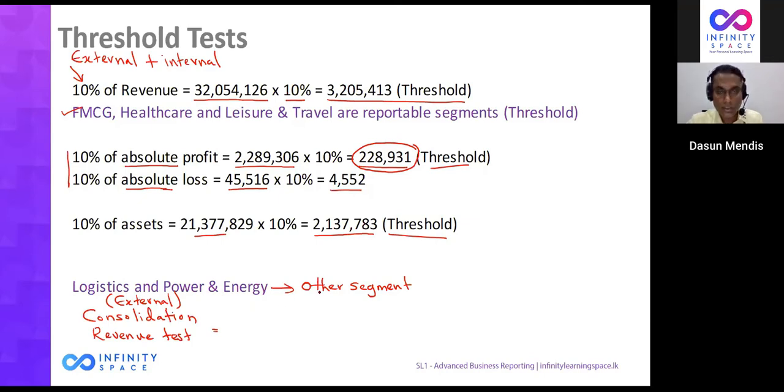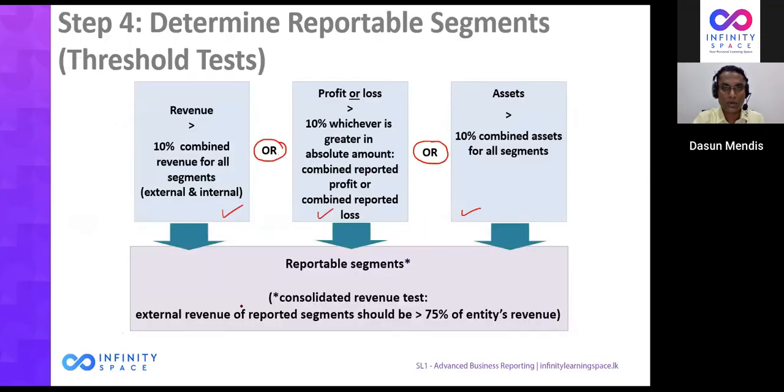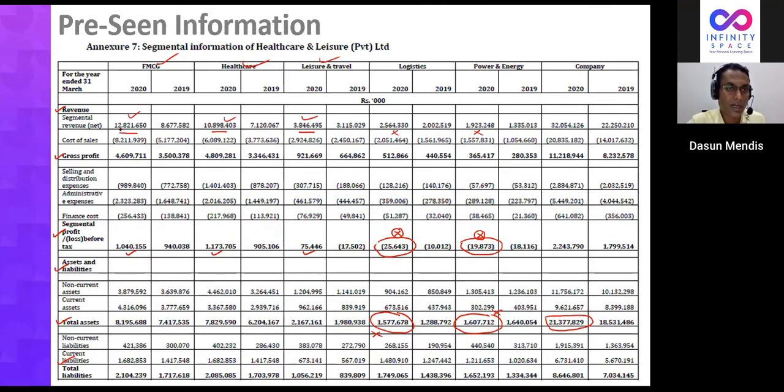Now, in the consolidation revenue test, let's assume you consider, but in this particular question, they haven't done that. What they have done was, the logistics and power and energy are presented separately. But let's assume we can put that under the other segment. Then you need to do the consolidation revenue test, where you look at how much is the external revenue of the reportable three segments, that is FMCG, healthcare, and leisure and travel. So I'm taking the revenue of these three reportable segments.